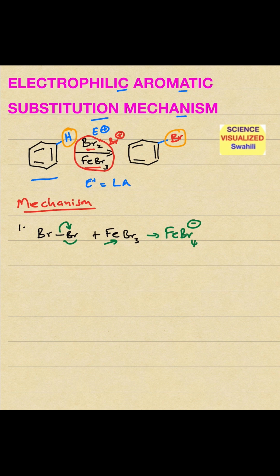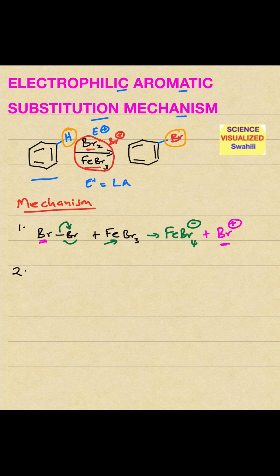But now on the other side, you're remaining with Br+, because that bromine loses the electrons. The electrons that were used for the bond flow to the other bromine, and now this bromine becomes the electrophile. So step number 1 is generation of the Br+ electrophile.